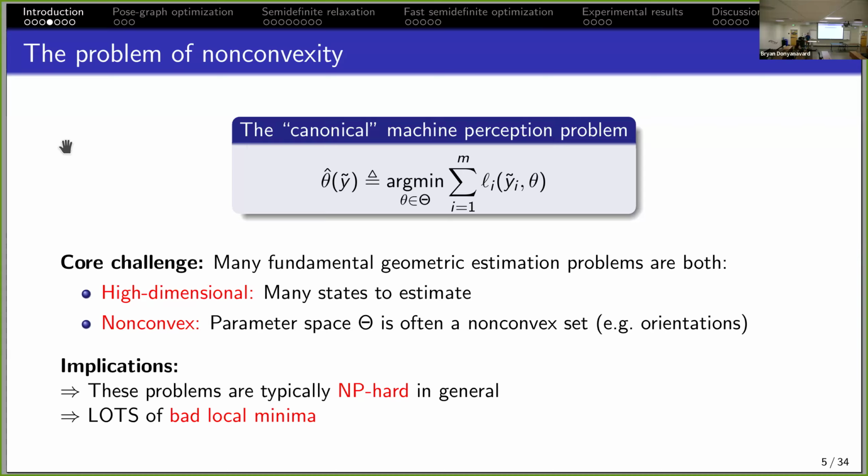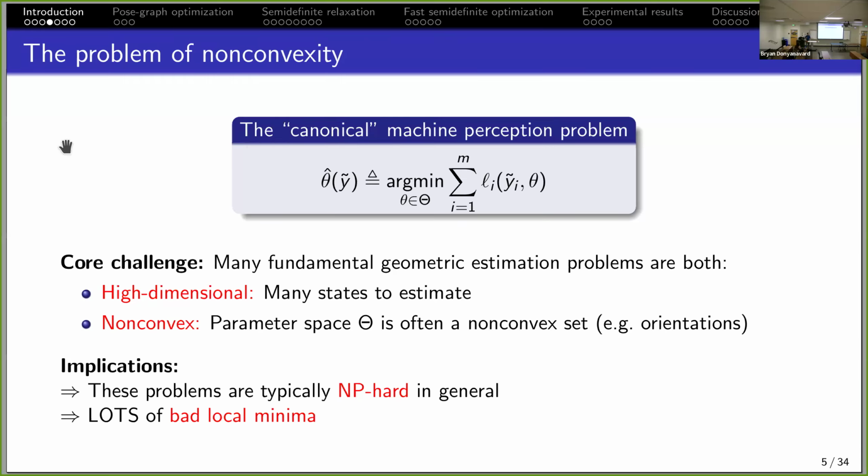So if you imagine, I do a lot of work in robotic mapping. If you imagine how many parameters I would need to describe a building of this size, it's a lot of parameters, right? So it's a high dimensional estimation problem. And it's also non-convex, in part because a lot of the parameters that we want to estimate belong to non-convex parameter spaces. So for example, this is true anytime you're estimating an orientation, right? These orientations are a non-convex set.